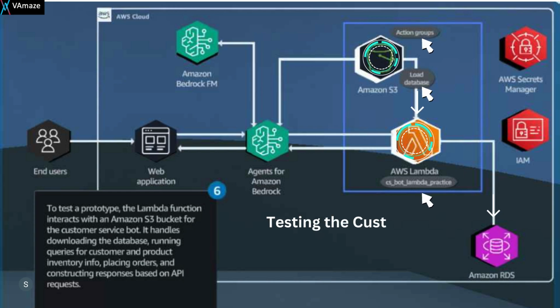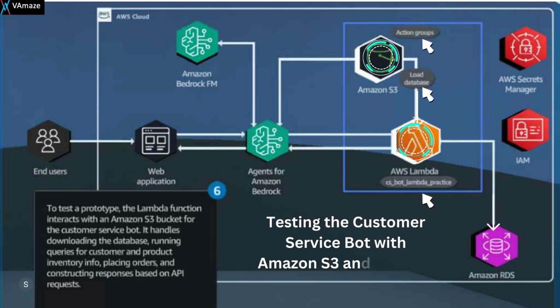So this is testing the customer service bot with Amazon S3 and Lambda. This section outlines the testing process for the customer service bot. The Lambda function interacts with an Amazon S3 bucket to access the necessary database, perform queries for customer and product information, process orders, and generate appropriate responses based on API requests. This testing process is crucial for evaluating the bot's functionality and ensuring it meets the desired requirements.